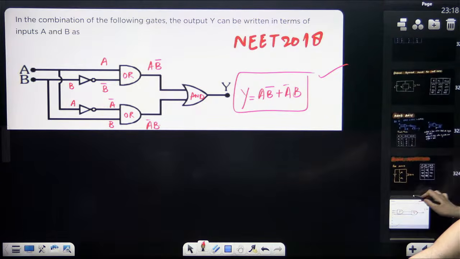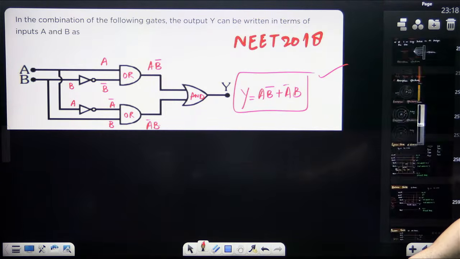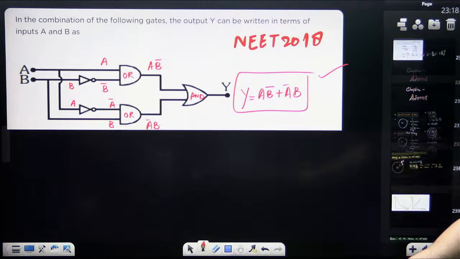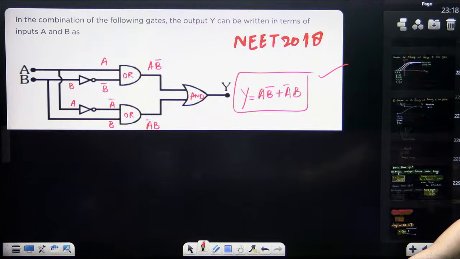We are done with this also. We're done with the semiconductors.